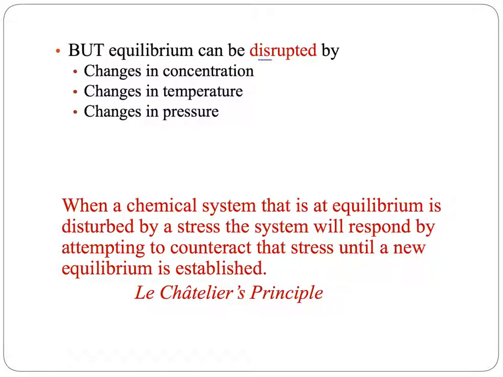Equilibrium can be disrupted. You can stress equilibrium by changing the concentration of either the reactants or the products, by changing the temperature, which of course I think you'll be able to figure out how that will affect an exothermic or an endothermic reaction, or, if the reaction involves gases, by changing the pressure. Le Chatelier's principle tries to spell that all out. It says that when a chemical system that is at equilibrium is disturbed by a stress, that system will respond by attempting to counteract that stress until a new equilibrium is established. It tries to make things go back to the way they used to be.